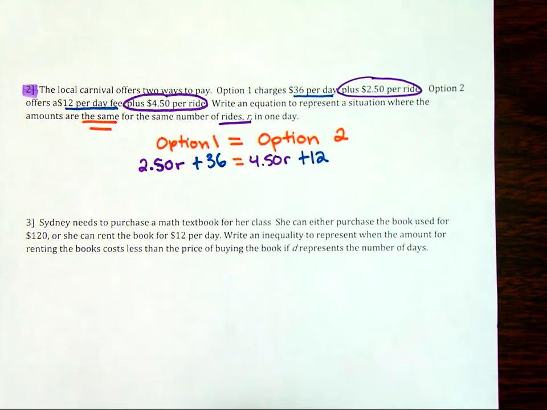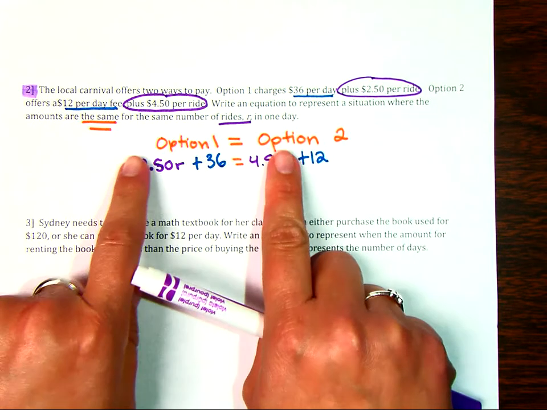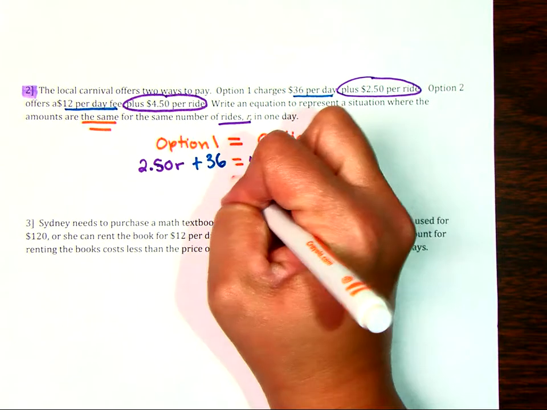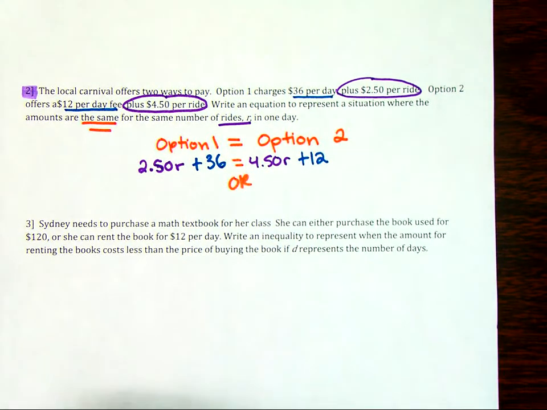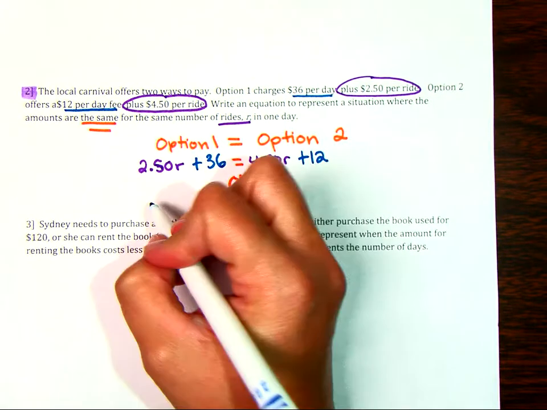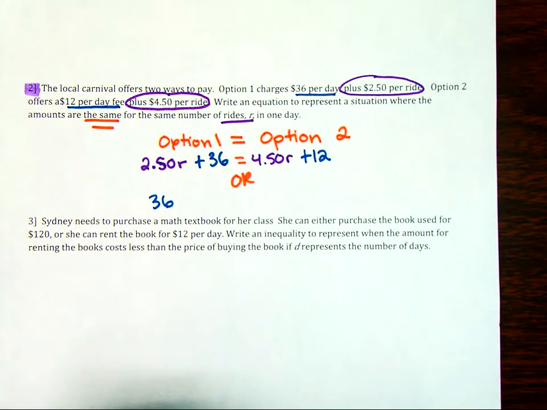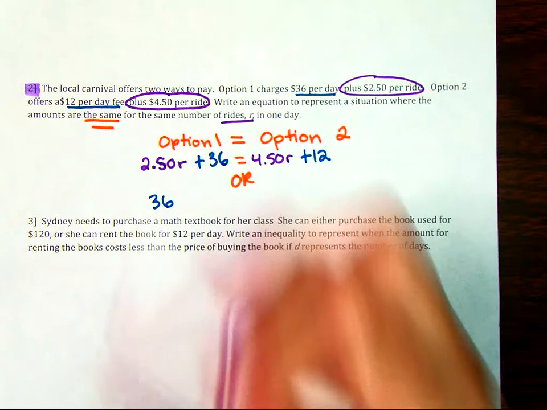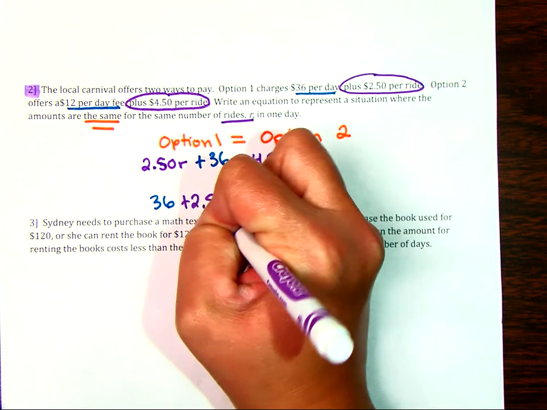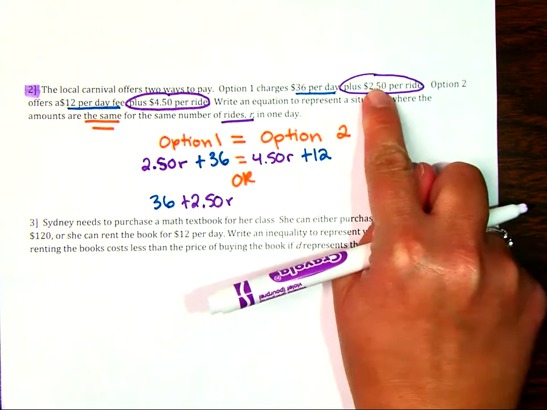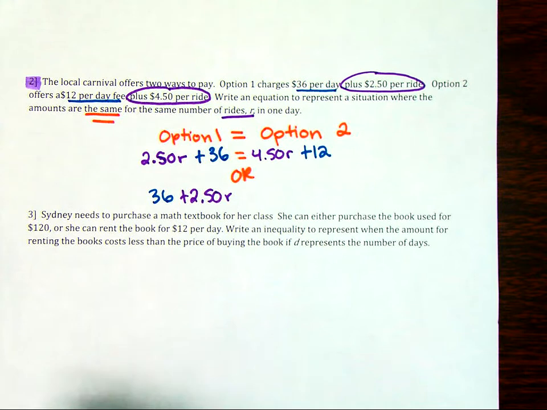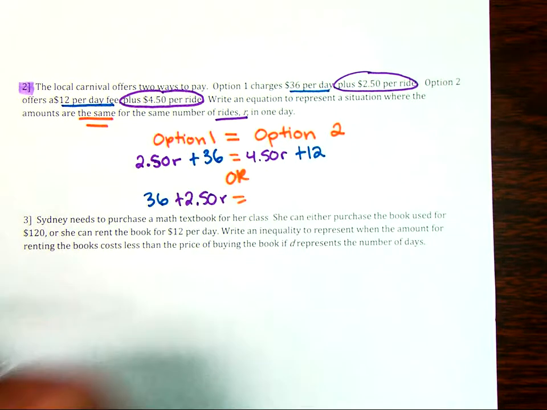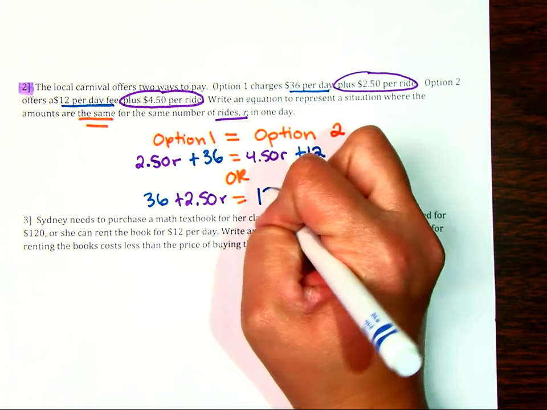Okay? Now I wrote the variables first. Technically speaking, if you wanted to, you could have written it exactly how they told us. They said $36 per day, and then plus the $2.50 per ride. You can just write it just like it says right there. And that would be equal to $12 per day. So you pay the $12 before you even ride a ride.